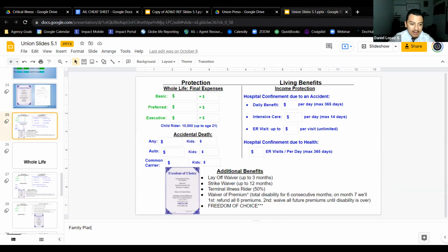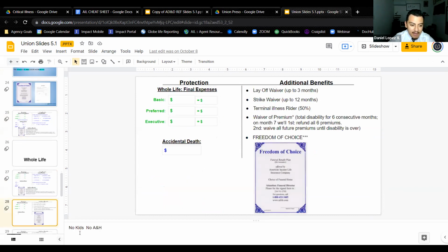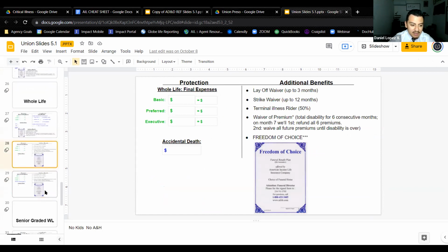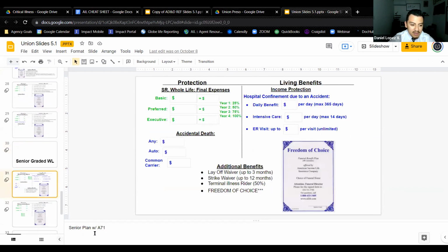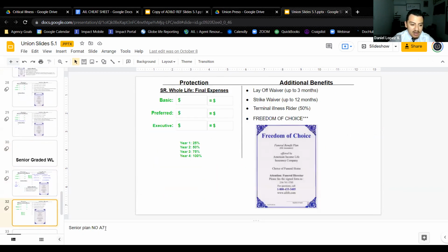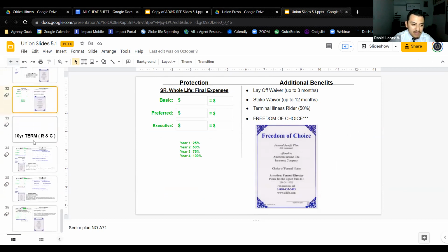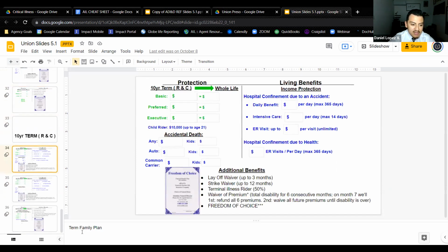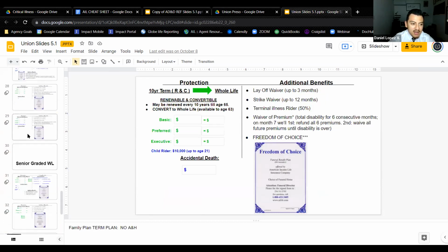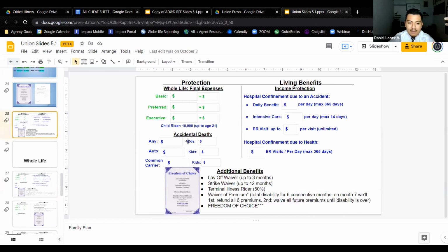Family plan, no kids, no A&H. Family plan, no A&H. Senior plan with A&H, senior plan no A&H. 10-year term, term family plan, no kids, no A&H. Okay, so let's say the most common one, the family plan: husband, wife, and kids. It talks about basic, preferred, executive, and the child rider. Here's where you put down the A&H.